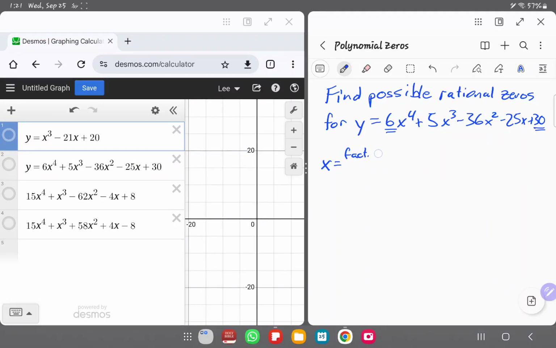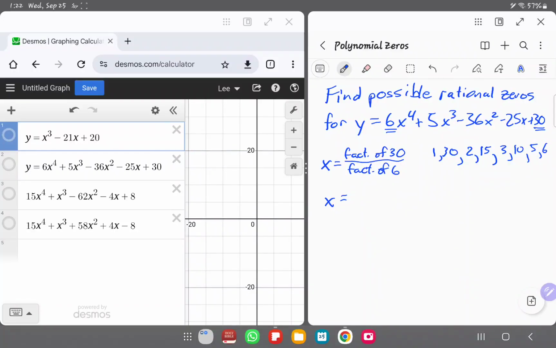So I'm going to put factors of 30 on top over factors of 6. And we'll go and list these out. So we would say, let's see, factors of 30. I'm going to list a few up here. So we got 1 and 30. We got 2 and 15. We got 3 and 10. This is going to be a long list. And we got 5 and 6.